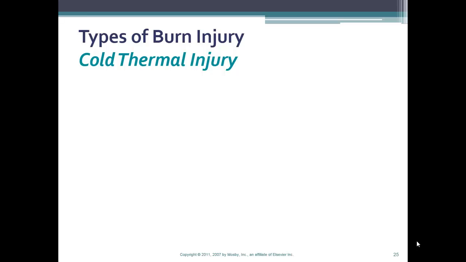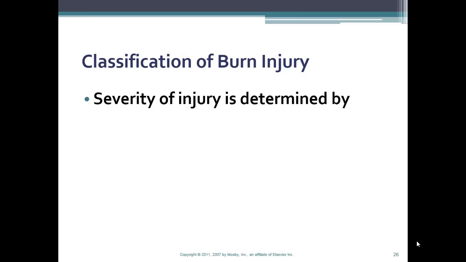Cold thermal injury would be like frostbite. The common places that patients are at risk for developing frostbite are the fingers, the toes, the nose, the ears, the face. The severity of the injury is determined by the depth of the burn, the total body surface area that is burnt in percent, the location of the burn, and some patient risk factors.